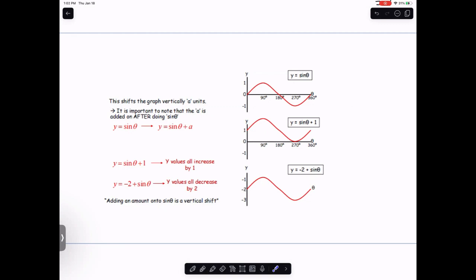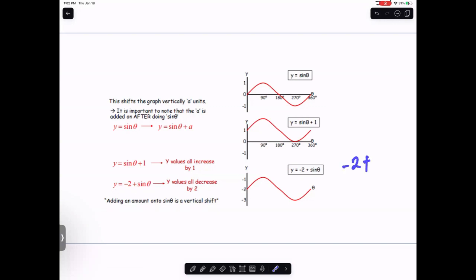When you subtract from your theta, that means your y value will move downward. So adding any value to y equals sine theta plus a will affect your y positively, upwards. Decreasing the value will also affect it downward, so it will reduce the value of y. So that's what we have here. y equals sine theta plus 1: your y value will increase by 1. It moves upward.